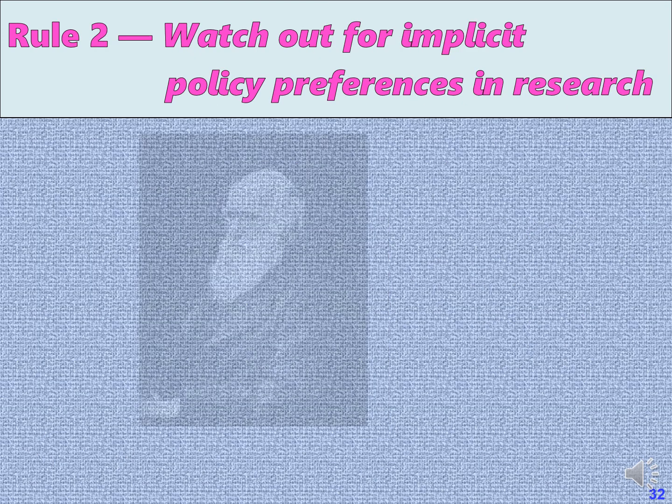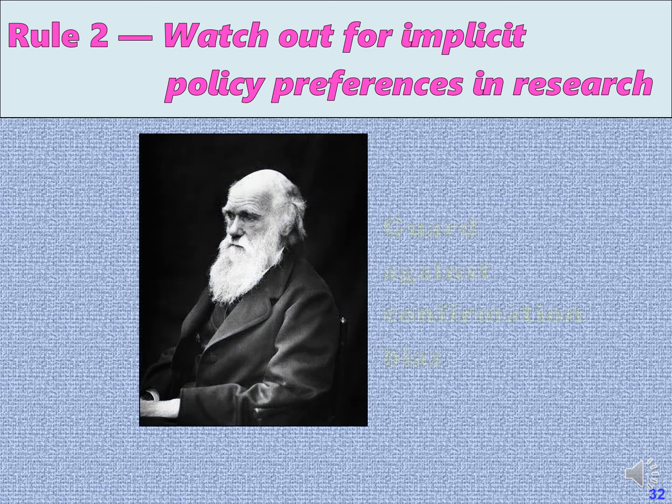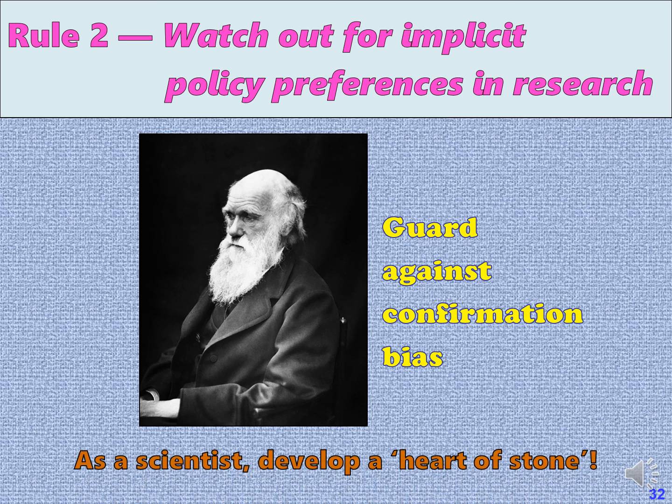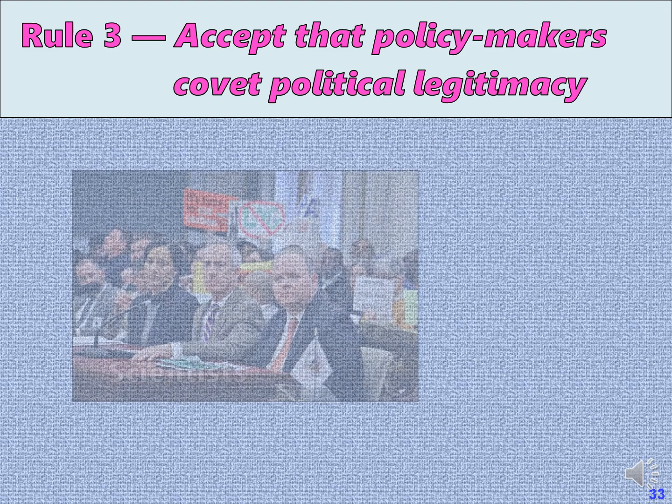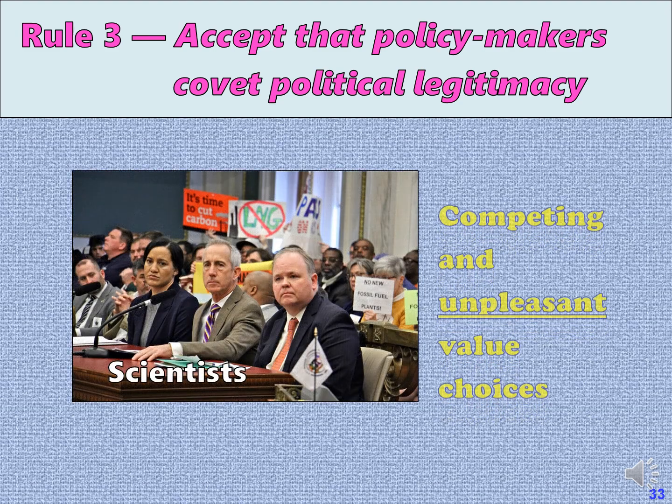Rule 2, watch out for implicit policy preferences in your research or whatever you're presenting. Here's Charles Darwin, and Charles Darwin is famous for telling scientists to buck up and develop a heart of stone. In other words, you call the science the way it shows. Don't try to bend it to fit some contemporary policy preference. Guard against confirmation bias. Don't go out and do your science to try to show that something is true. Try to stand back and go with the data, not trying to confirm a prior view of things. Rule 3, accept that policymakers covet political legitimacy.